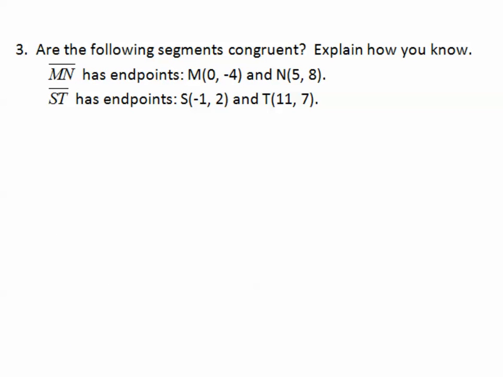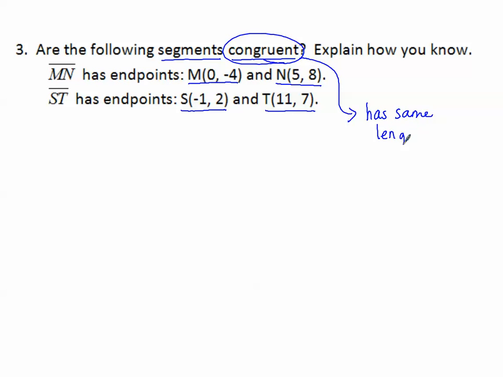Finally, we'll apply the distance formula. Are the following segments congruent? Explain how you know. MN has endpoints M and N, (0, -4) and (5, 8). ST has endpoints S at (-1, 2) and T at (11, 7). It doesn't say find the distance. It doesn't say find the length. It asks, are the following segments congruent? What does congruent mean? That's right. Congruent means has the same length.